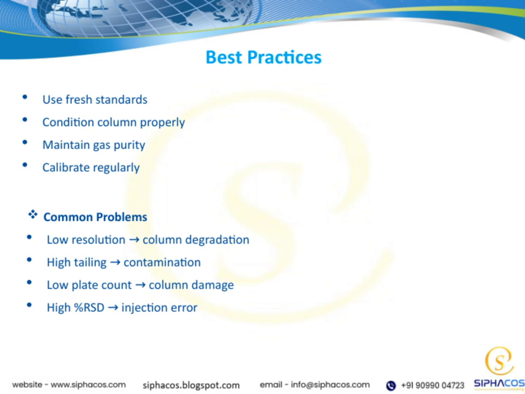Now, to avoid these problems, there are some best practices I want to highlight. First, always use fresh standards to ensure your calibration is accurate. Properly conditioning your column before use helps maintain its longevity and performance. Maintaining the purity of your gases is also crucial, because contaminated gases can lead to issues like tailing or contamination. And finally, regular calibration is essential. By doing this, you ensure your system stays accurate and reliable over time.